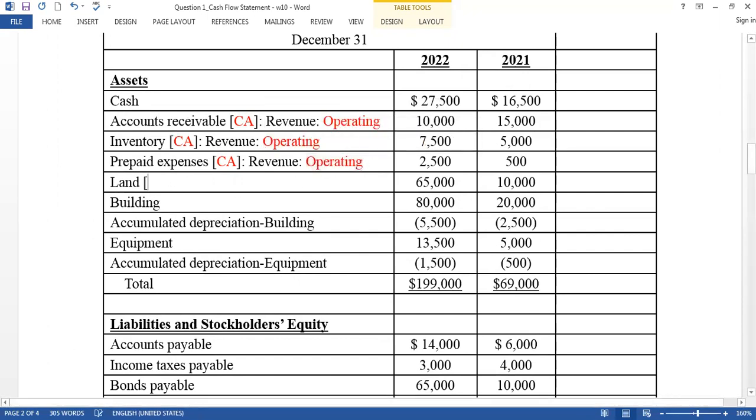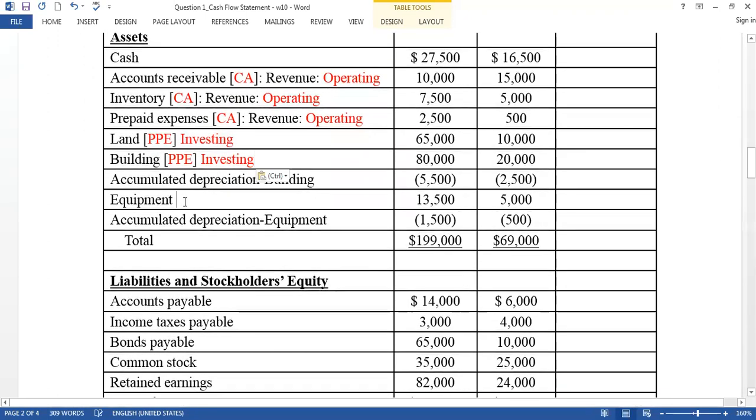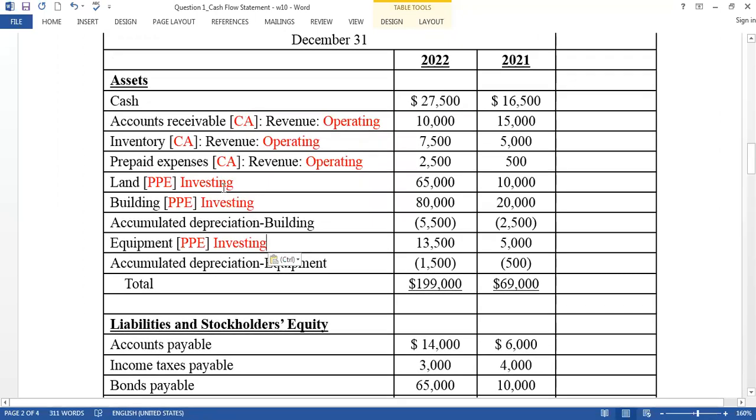But land is property, plant, and equipment, PPE, and it is investing activities. So land is property, plant, and equipment, and it belongs under investing activities. Last class we learned this, right? Building is property, plant, and equipment, related with investing activities. Then equipment, property, plant, and equipment, related with investing activities. Clear? So we find current assets and the property, plant, and equipment.